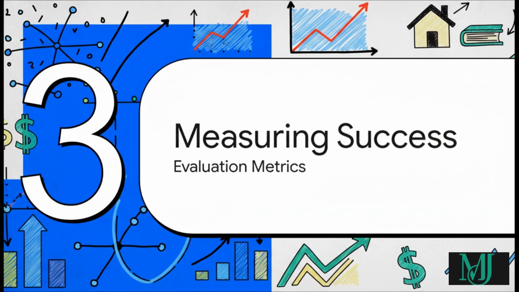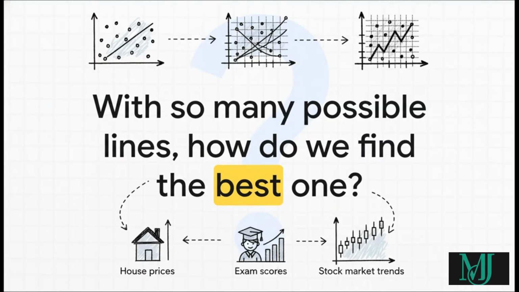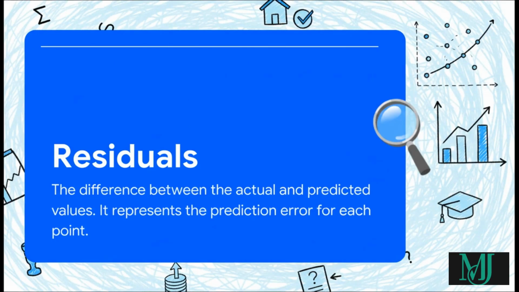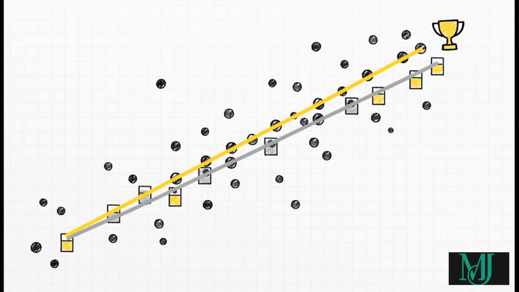Now that we've built these powerful models, how do we know they're any good? A prediction is useless if we can't measure its accuracy. That's where residuals come in. A residual is simply the gap between what actually happened and what our line predicted. The tiny bit of error for each point. The best fit line is the one that makes the total of all those errors as small as possible.